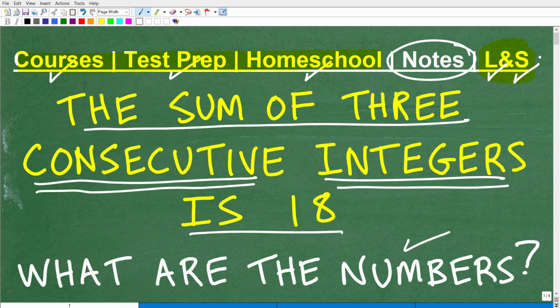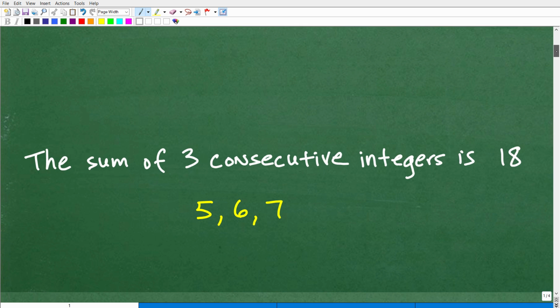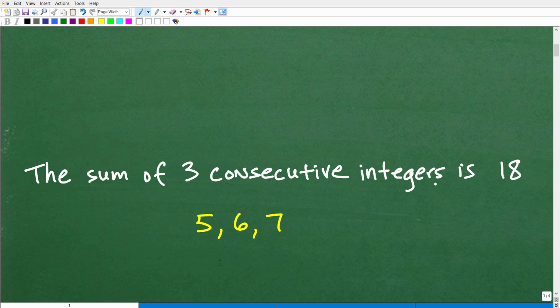Okay, so let's go ahead and take a look at the answer here. So the sum of three consecutive integers is 18. That is the question. What are the integers? Well, here we go: 5, 6, and 7. This is the answer. Of course, we're looking for three numbers, and we need to talk about consecutive and integers here in a second. But this is the answer.